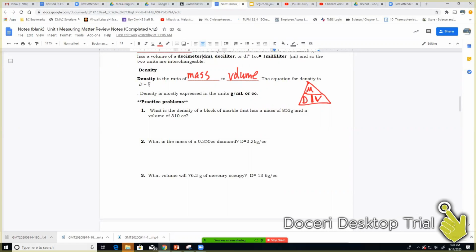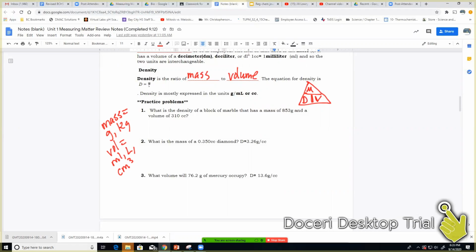So for mass, my units would be grams or kilograms. For volume, my units are going to be milliliters, liters, maybe centimeters cubed. So that helps you to know what you're looking for in your problem.